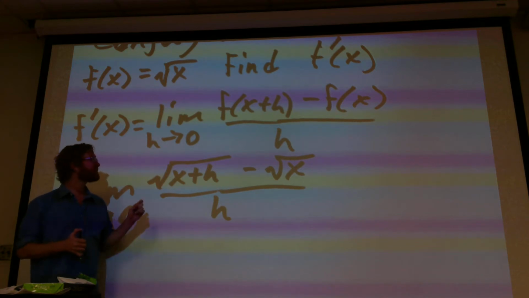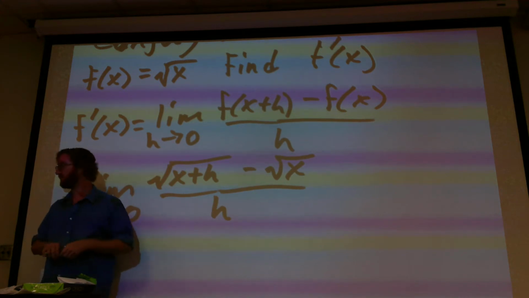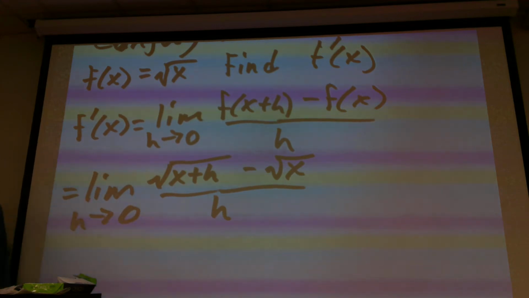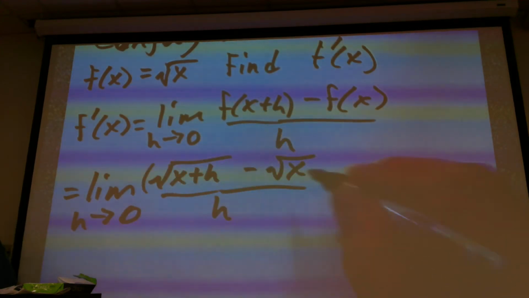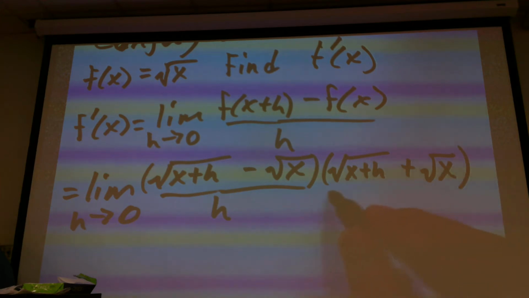Okay? So what we're going to have to do is whenever you see the square roots, think that you want to multiply by the conjugate. Now the conjugate, the parentheses on this guy right here, is going to be the square root of x plus h, now plus the square root of x. But you can't just multiply by anything, you need to multiply by 1.